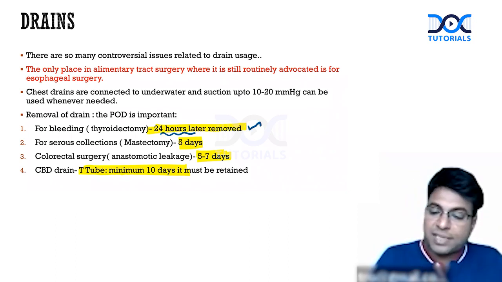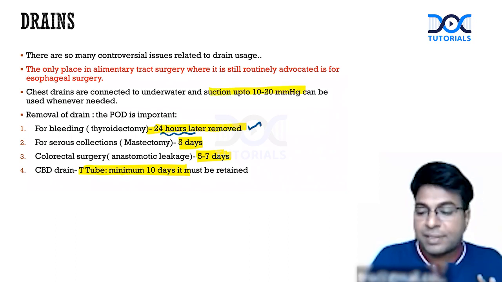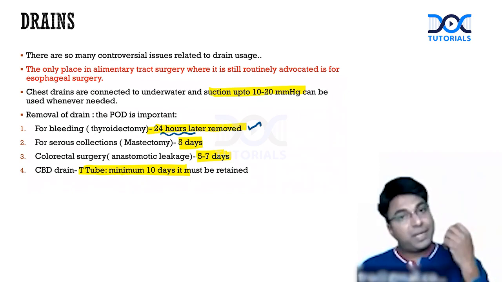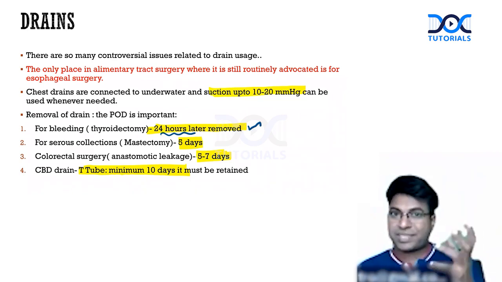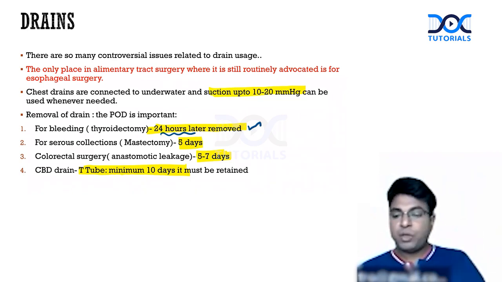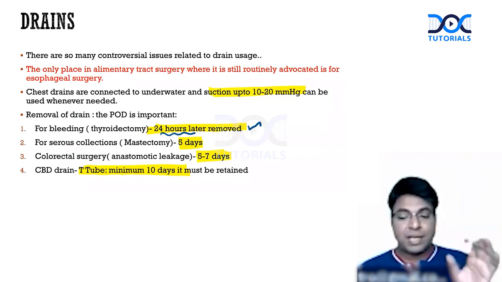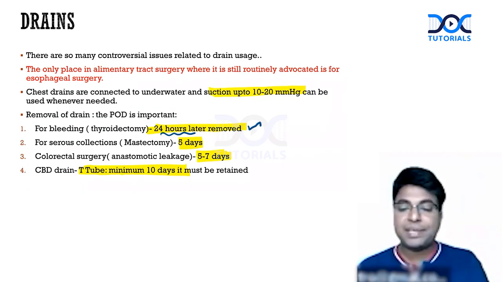Okay, a chest drain is connected to the underwater seal, and we can even apply suction to the drain at a pressure of 10 to 20 millimeters. If we feel it is getting obstructed, we can even suck the drain at 10 to 20 millimeters of mercury.